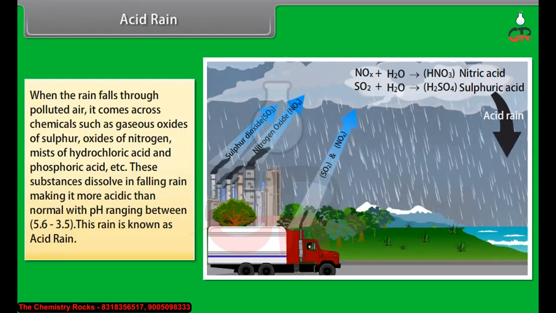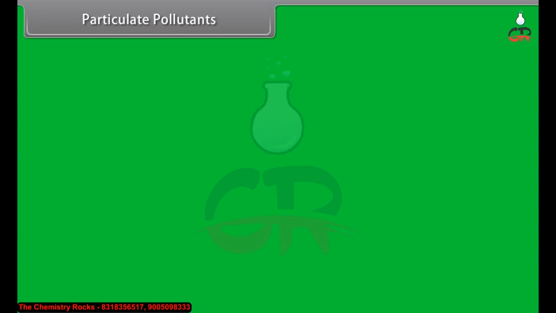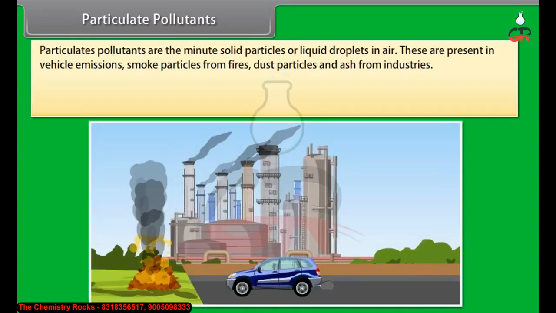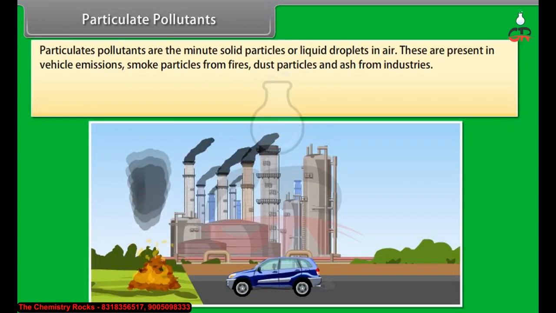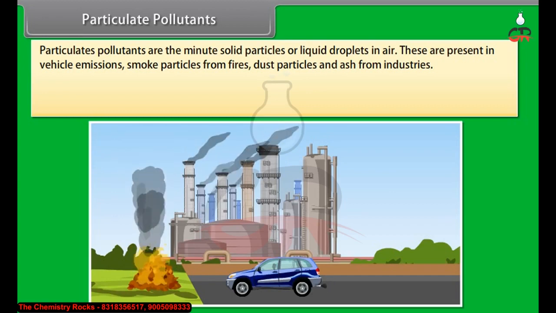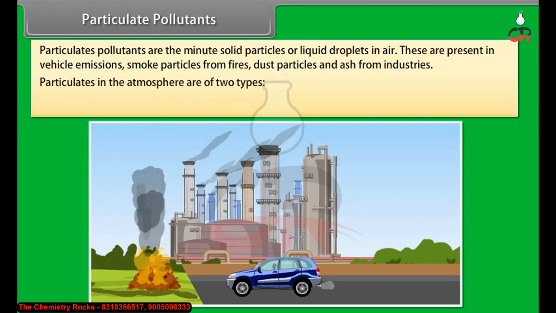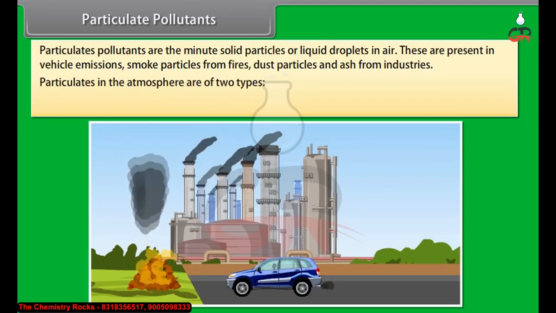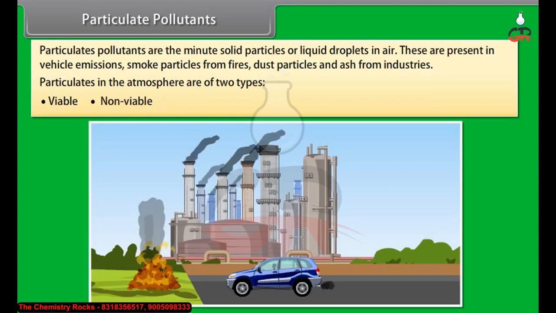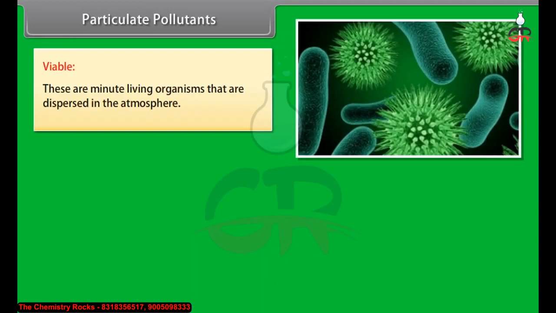Particulate pollutants. Particulate pollutants are minute solid particles or liquid droplets in air. These are present in vehicle emissions, smoke particles from fires, dust particles, and ash from industries. Particulates in the atmosphere are of two types: viable and non-viable. Viable. These are minute living organisms that are dispersed in the atmosphere. Example: bacteria, fungi, molds, algae, etc.